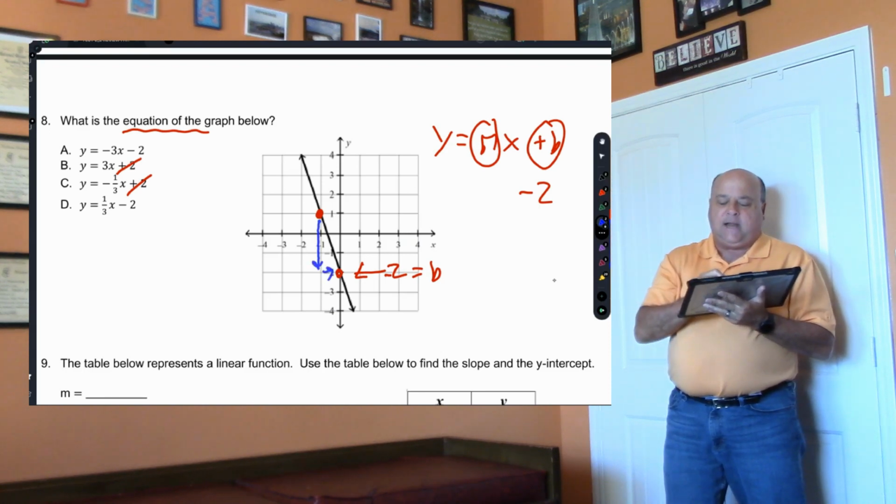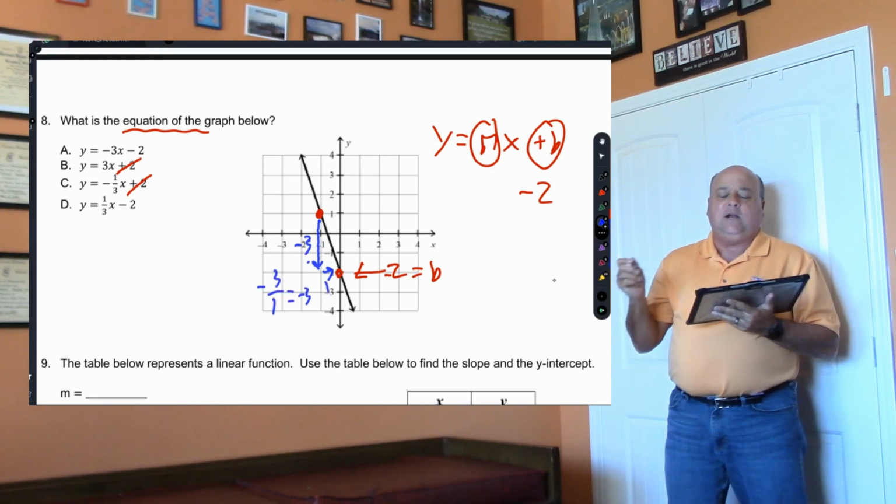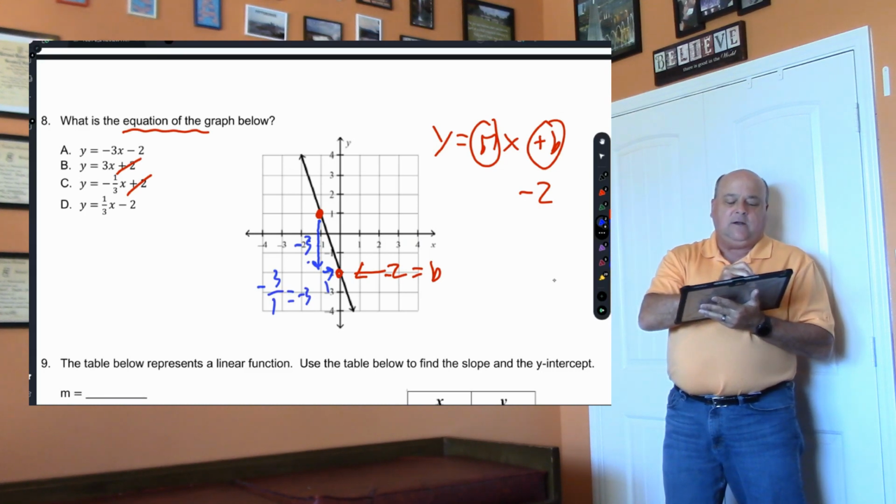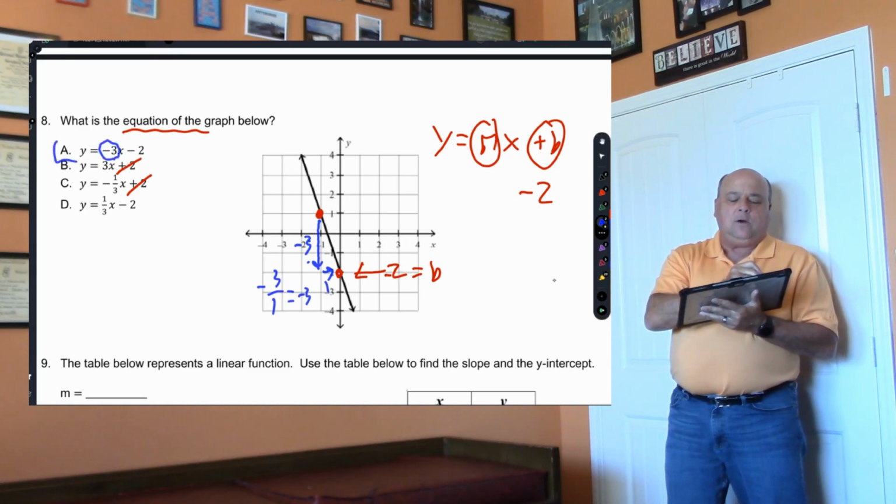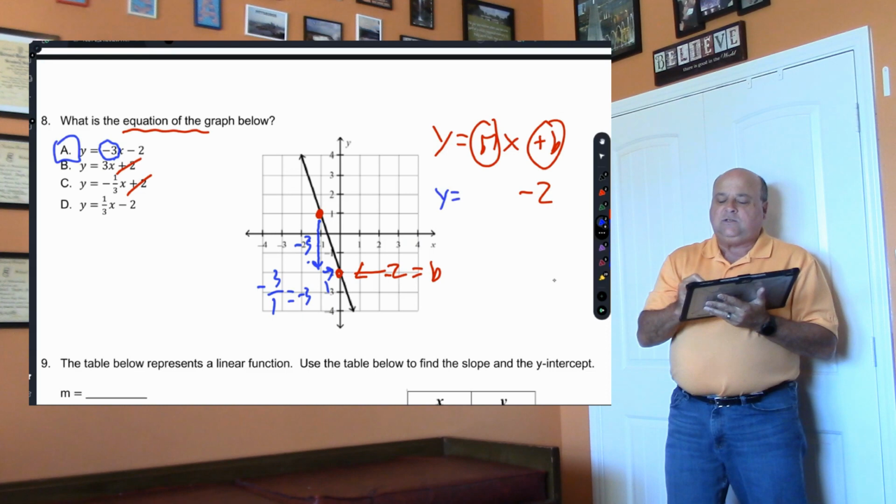How much did I go down? 1, 2, 3. I went down 3 over 1. My slope is -3 over 1 or -3. So which one has -3 in front of it? Right here, A is the answer. So it's going to be -3x minus 2.